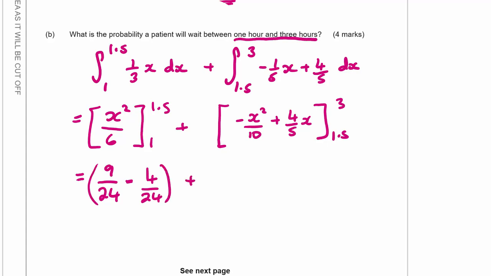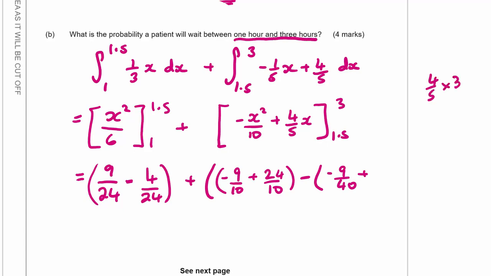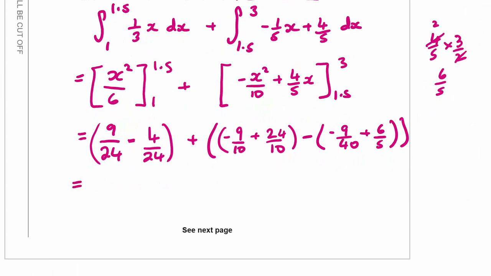And then we're adding. So when we get 3 over here, that is going to give me negative 9 over 10 plus 12 over 5, which is 24 over 10. And with the 1.5, so 1.5 is 3 over 2, square that is 9 on 4, so that's going to be negative 9 on 40 plus, and we've got 4/5 times 3 over 2, which is 6 over 5. Okay, so this one's 5 over 24.